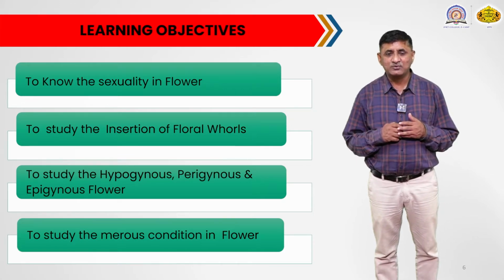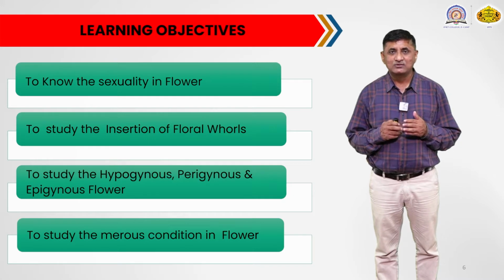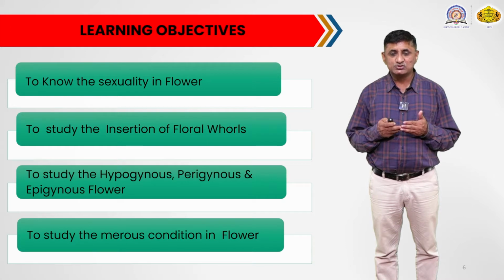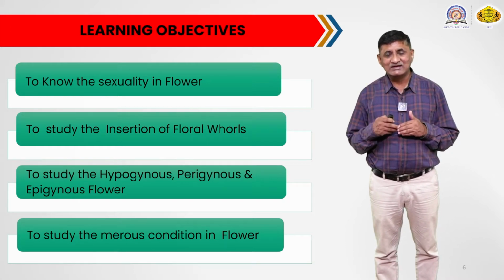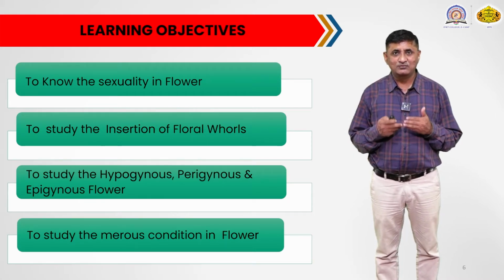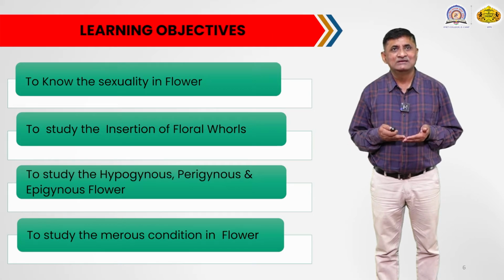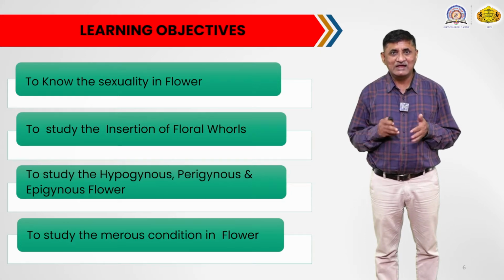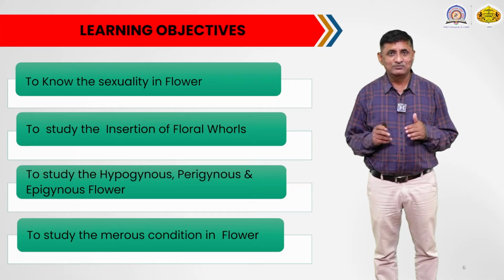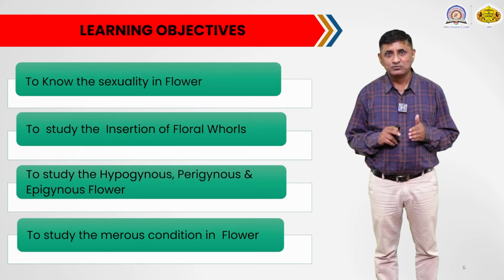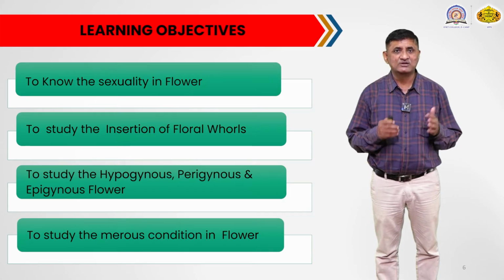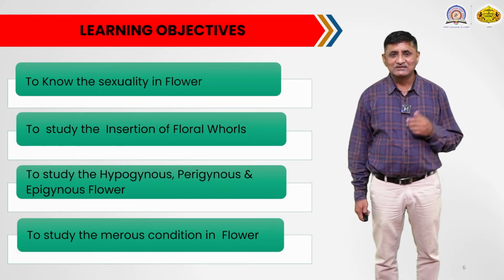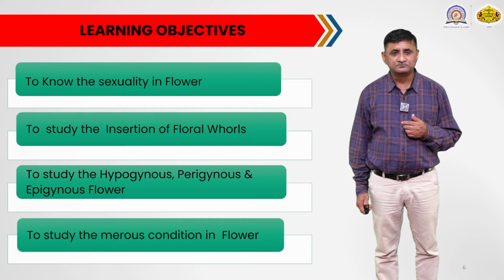And the last objective of today's study is that we want to understand the merosity of a flower. Under the merosity of a flower, we want to learn the merous condition in a flower, meaning how many calyx, how many petals, and how many stamens are there. According to the number of these different floral parts, we can decide the merosity of a particular flower. That also we want to learn in today's learning video.